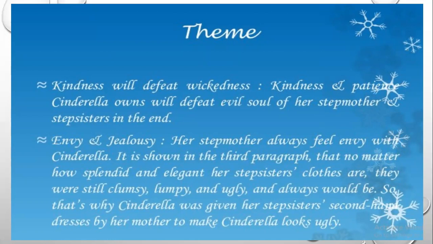They expressed all the evilness against her. No matter how splendid and elegant her stepsisters are, they were still clumsy, lumpy, and ugly, and always would be. So that is why Cinderella was given her second dress by her stepmother, to make Cinderella look ugly. So they have done it deliberately.